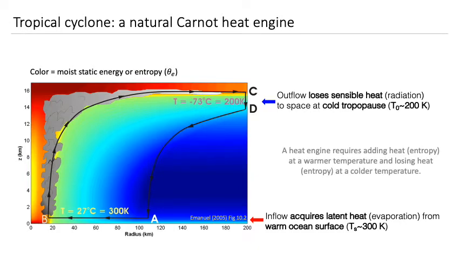In general, a heat engine requires adding heat, or really adding entropy, at a warmer temperature, and losing heat or entropy at a colder temperature. That's exactly what a tropical cyclone is doing. That temperature difference spans the depth of the troposphere, so your heat is being added at the surface where it's warmer and lost aloft near the tropopause where it's colder.